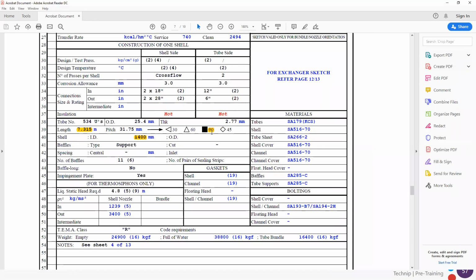We have a square tube arrangement, which allows us to clean the shell side better. As we said, the fouling factor is high on the shell side, so we try to have the best arrangement to allow cleaning the tube bundle.